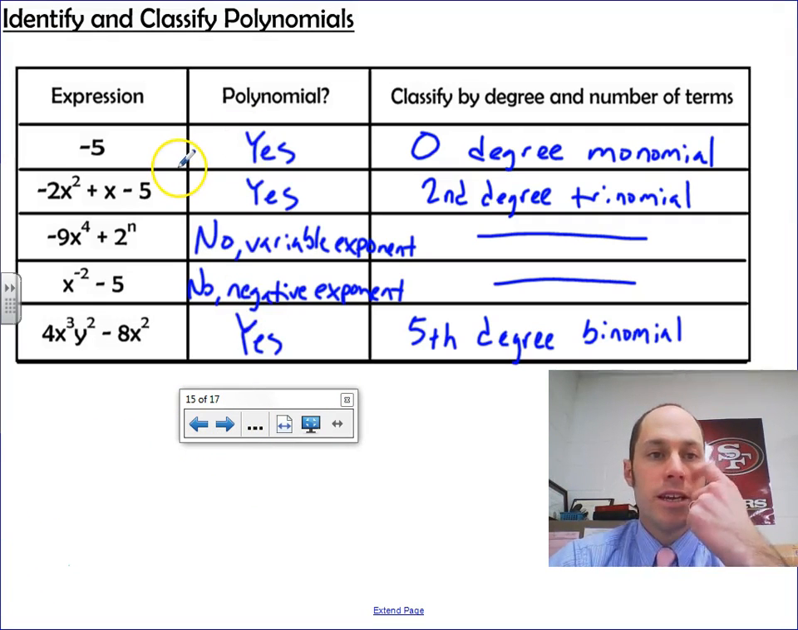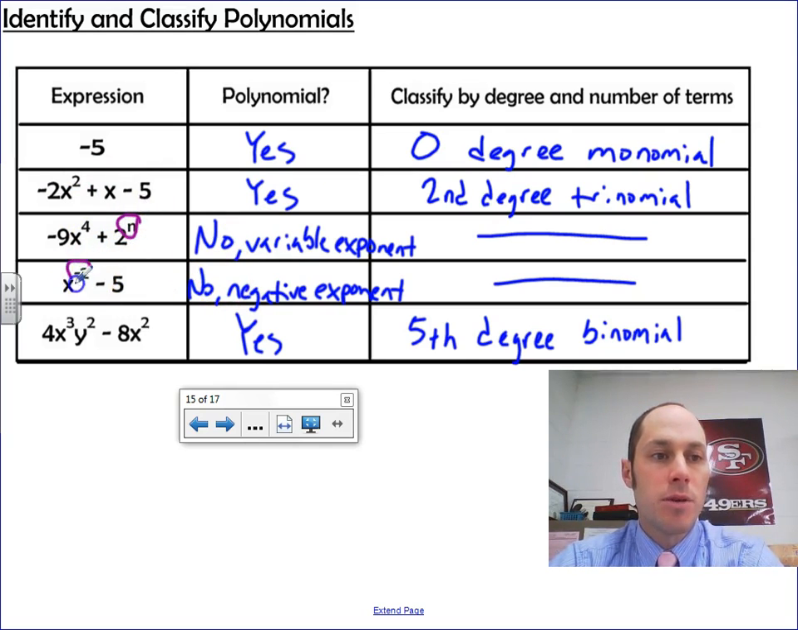All right, so as you can see, the first 2 are polynomials. They all have positive exponents, and it's just numbers and variables. The third one is not, because it has a variable exponent.